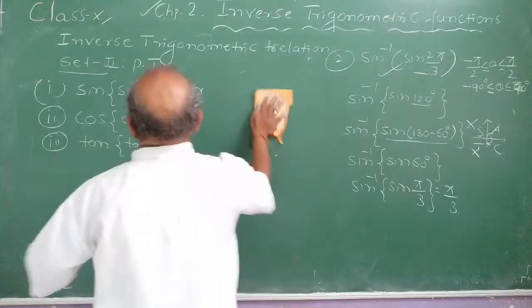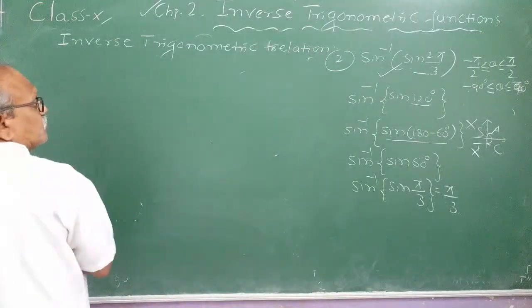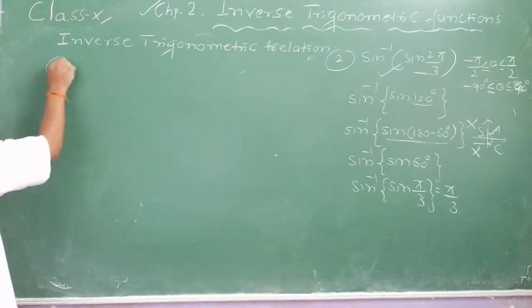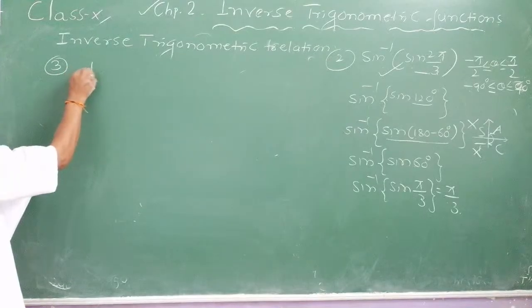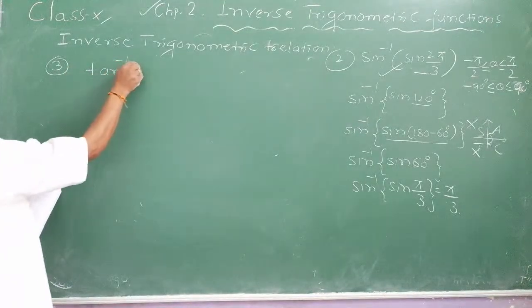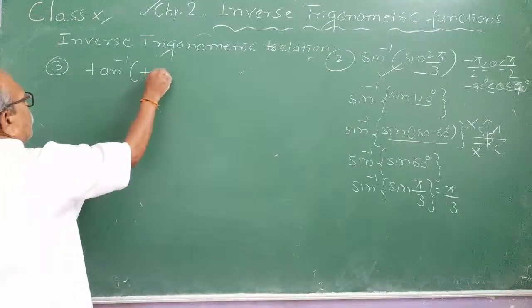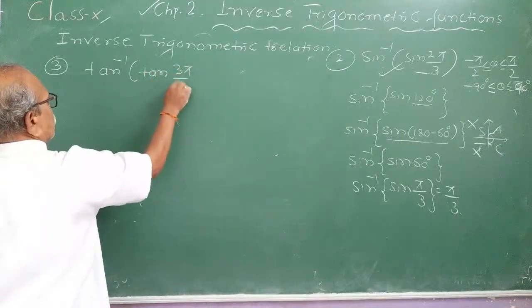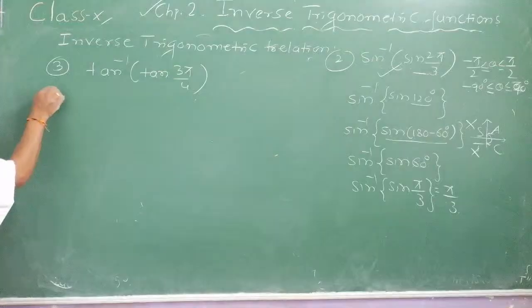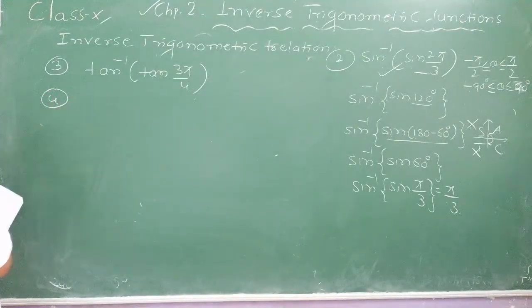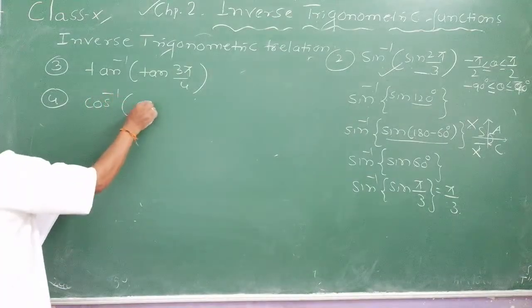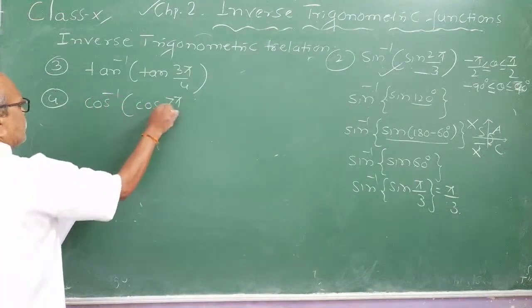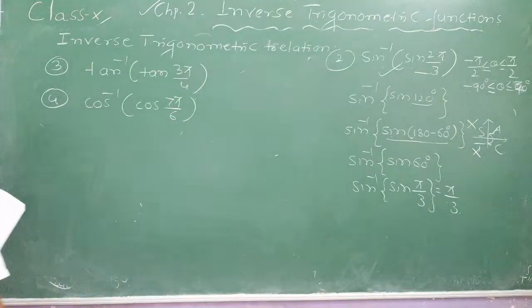I will give you some problems from your textbook. Solve this set. I will give you 5 minutes. Try to find tan inverse of tan 3 pi by 4. Try this. Question number 4: cos inverse of cos 7 pi by 6. Try this.